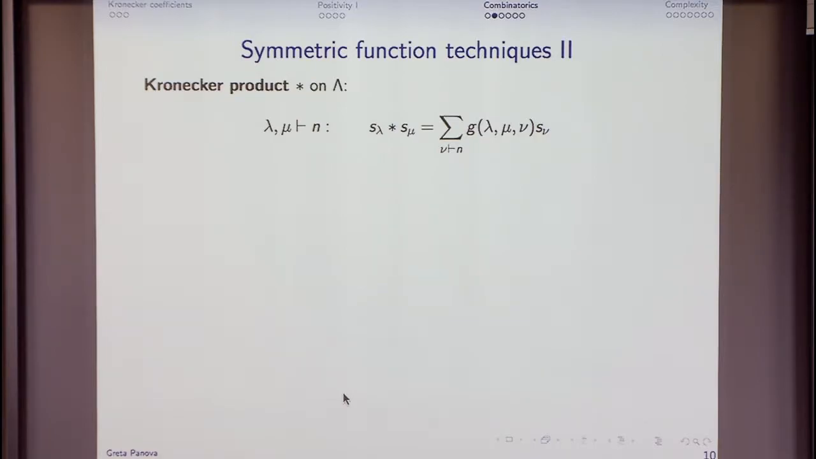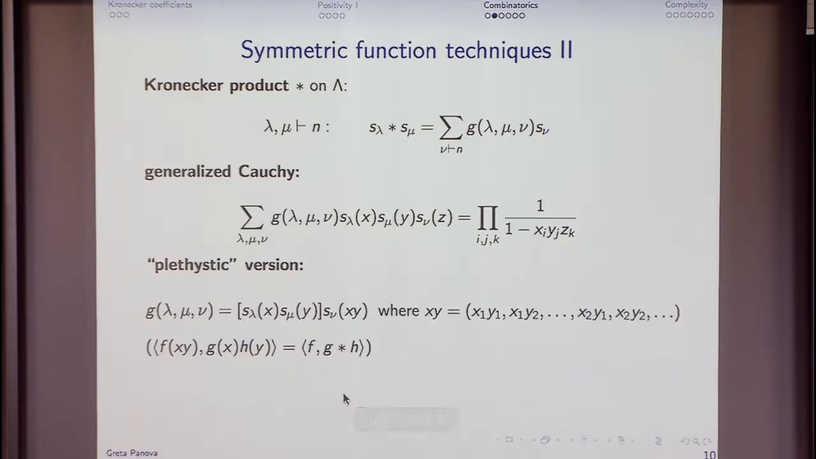So there are also other equivalent ways of defining it. For example, this one. And here is one identity which I like to call generalized Cauchy, because there is the Cauchy identity when you have only two sets of variables.